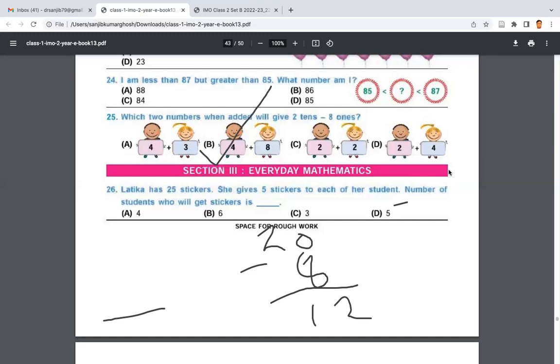Very good. So explain your answer once, Shivanshu. Shivanshu, can you explain it better, please? Yes, number 25, beta.